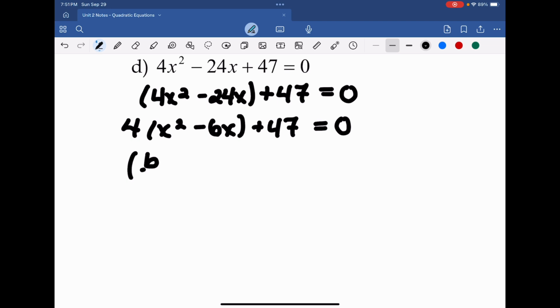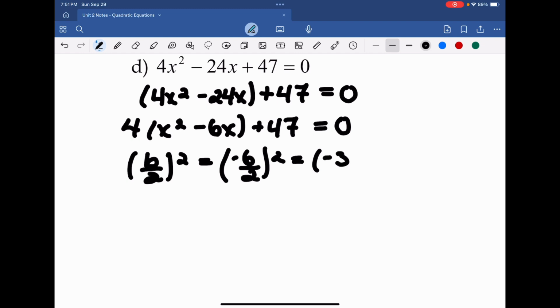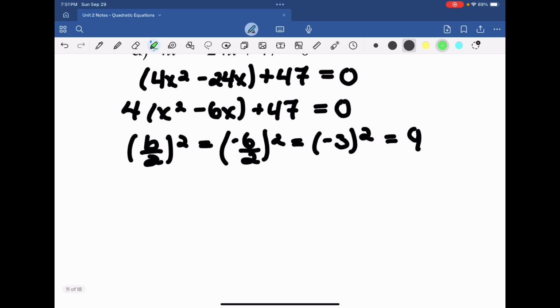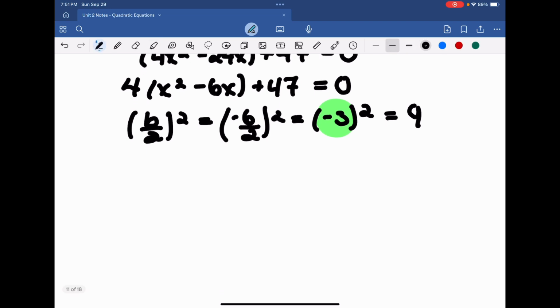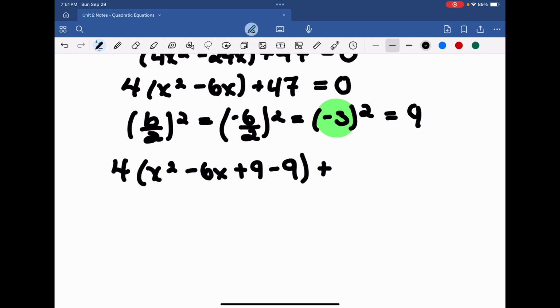Now we can do our b divided by 2. b over 2 squared is equal to negative 6 over 2 all squared, which is equal to negative 3 squared, which is equal to positive 9. Now from here, let's just make sure we highlight that value of the b over 2, because we know it comes back up in our perfect square trinomial. This is going to be equal to x squared minus 6x plus 9 minus 9, because we do a plus and minus of the squared case, plus 47 on the outside, which we haven't touched.